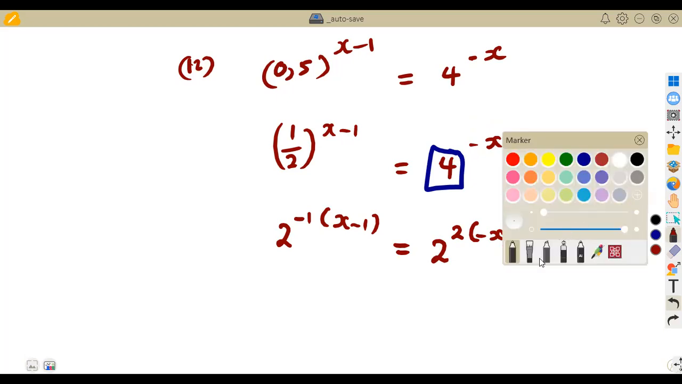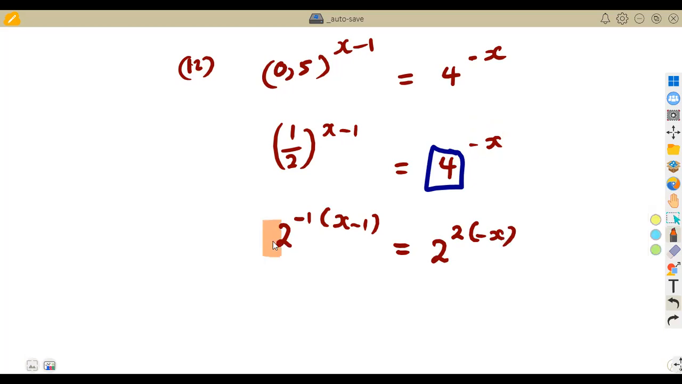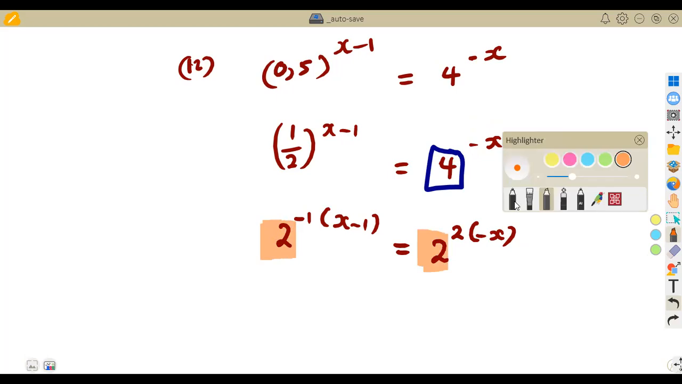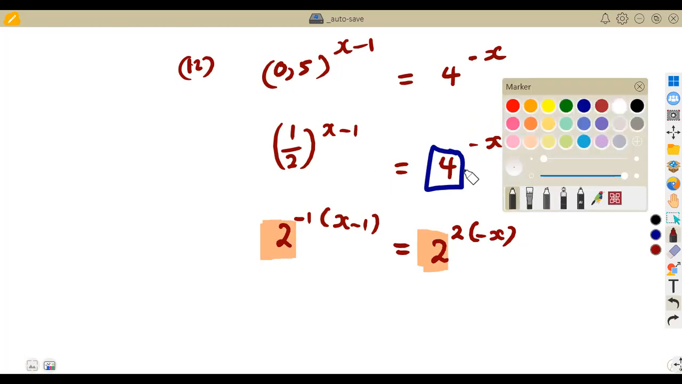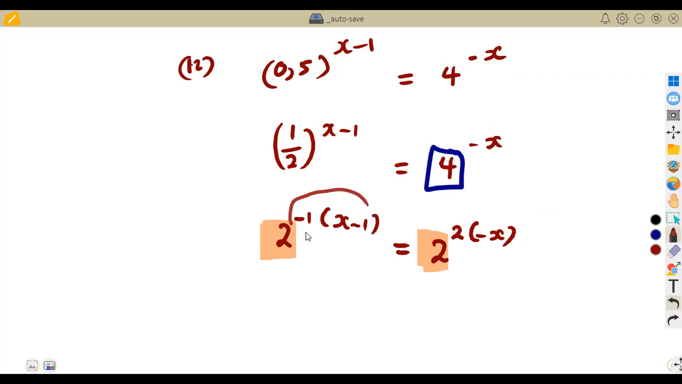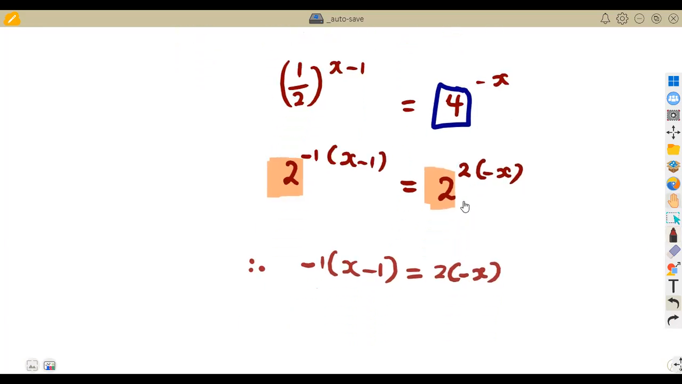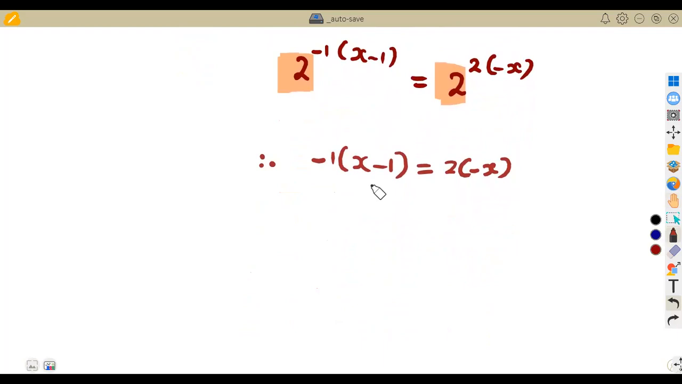Once I see that the bases here are the same, I see there's a 2 on the base here and a 2 here, what do I do? I equate my exponents. So this exponent to this exponent. So this is minus 1, therefore minus 1 into the bracket of x minus 1 must be equal to 2 into minus x, which is a linear equation, a normal equation that you're going to solve. Expand your brackets, collect your like terms, and you're going to be able to solve the equation.